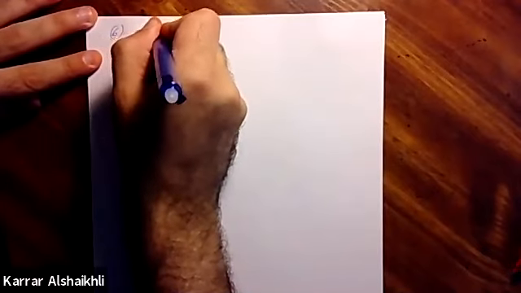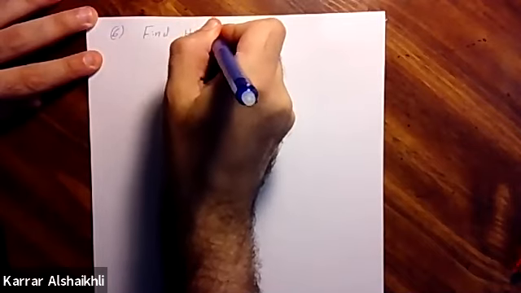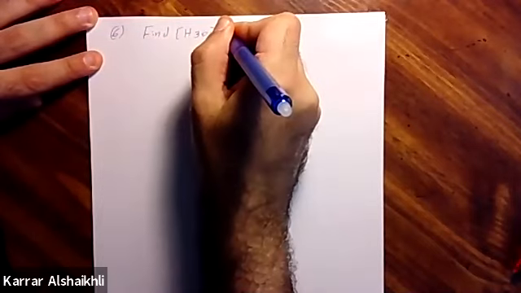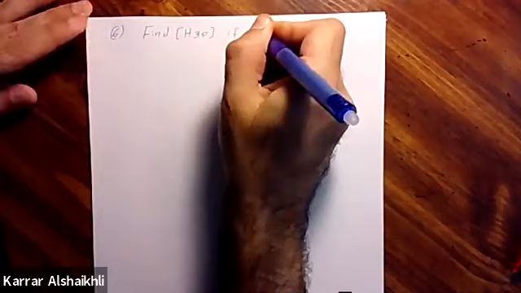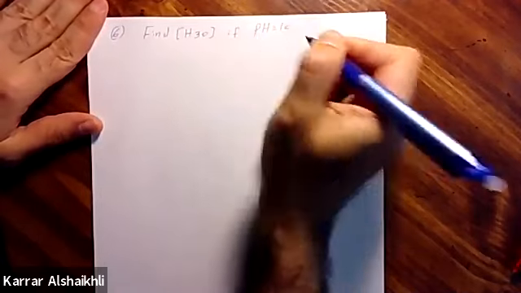Now, example 6 in the workbook, which is also important. They're telling you find H3O if, sorry, pH equal 10.